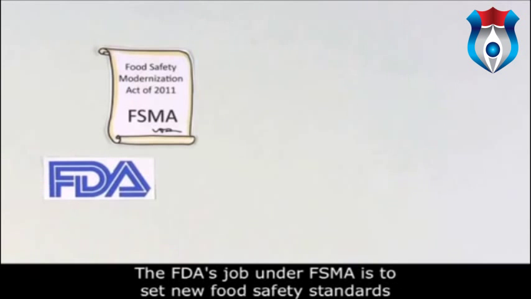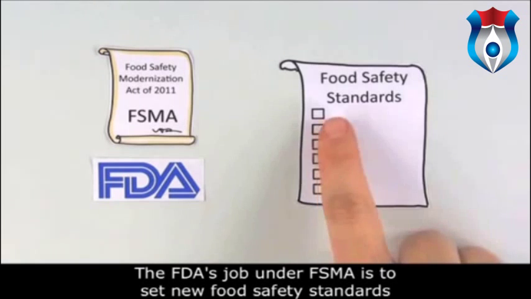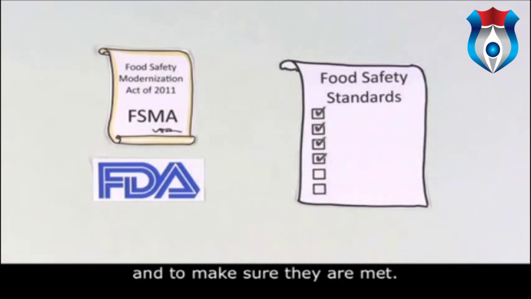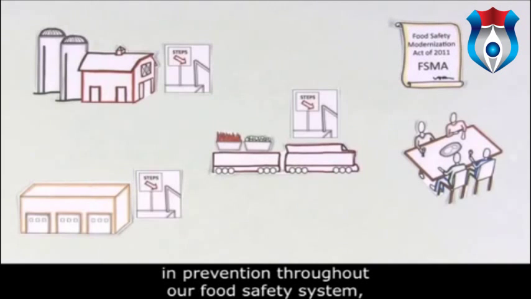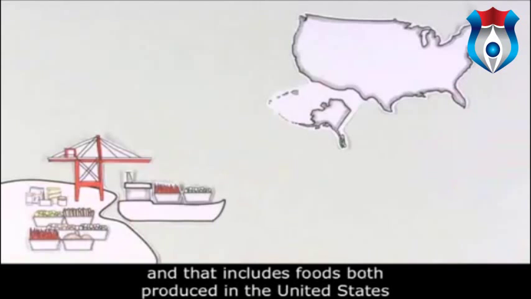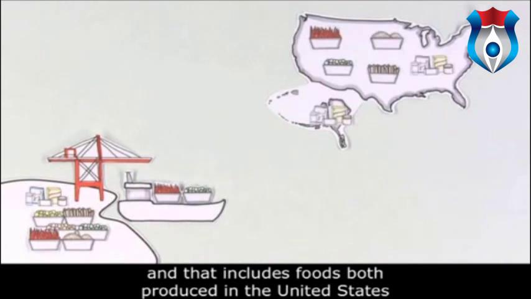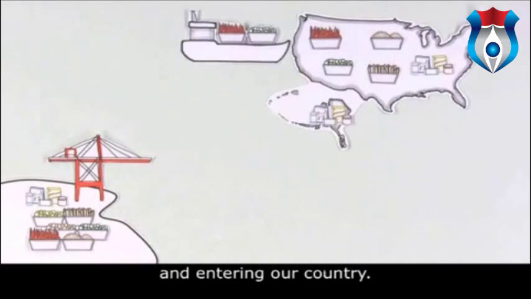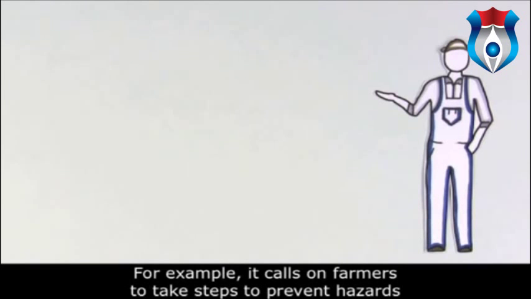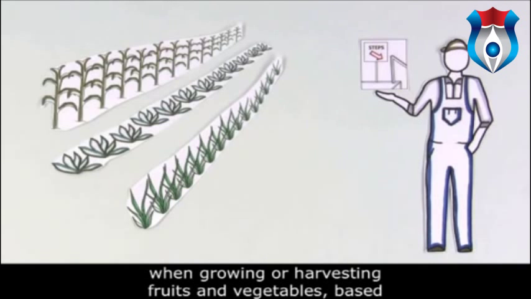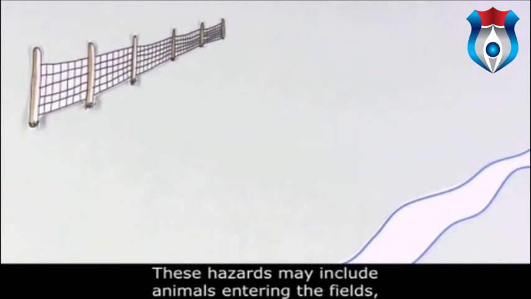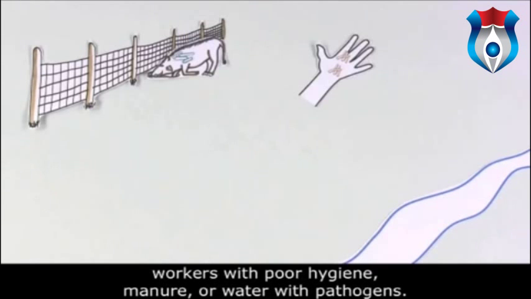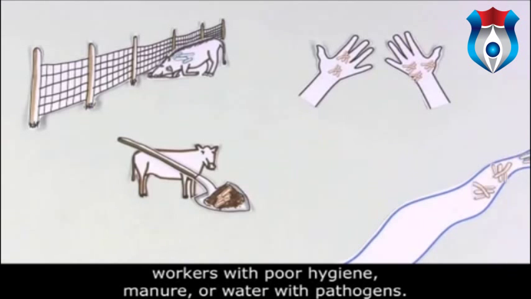The FDA's job under FSMA is to set new food safety standards and to make sure they are met. The focus of the new law is on building in prevention throughout our food safety system, and that includes foods both produced in the United States and entering our country. For example, it calls on farmers to take steps to prevent hazards when growing or harvesting fruits and vegetables based on known safety risks. These hazards may include animals entering the fields, workers with poor hygiene, manure, or water with pathogens.